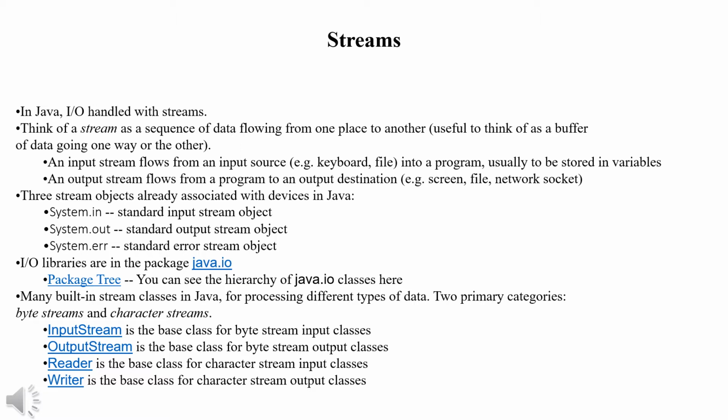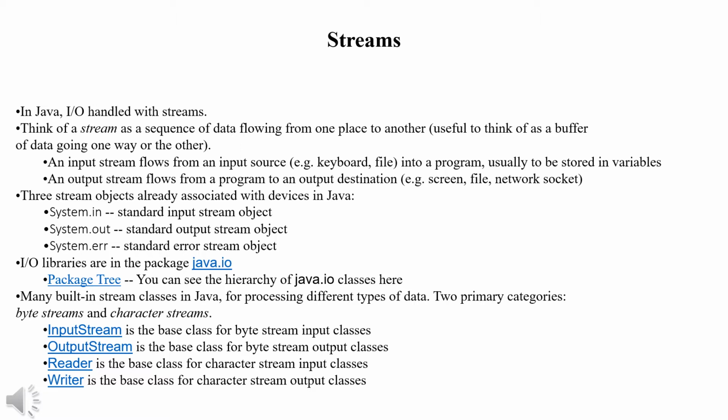The built-in stream classes in Java are for processing different types of data. We have two primary categories. The first one is byte streams, and the second one is character streams. Byte streams are suitable for streams of bytes and character streams are suitable for streams of characters. So let's see what classes are related to these two categories.